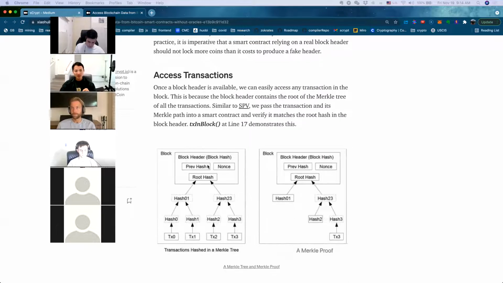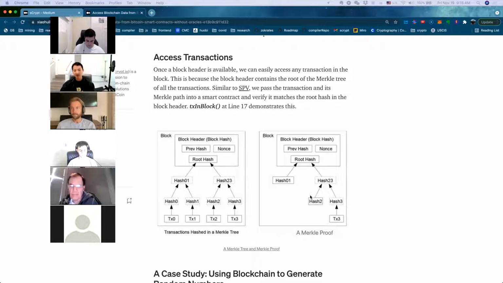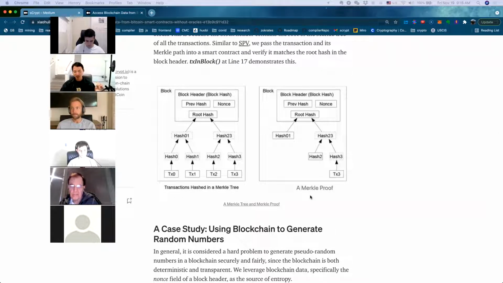Once we have the block header, we can use SPV. For people who don't know SPV, the block header contains a field called the root of the Merkle tree, consisting of all the transactions in this block. If you just want to verify certain transactions in it, you can use the much shorter Merkle path and check it. So once you have the block header, you can access any transaction you want as well.